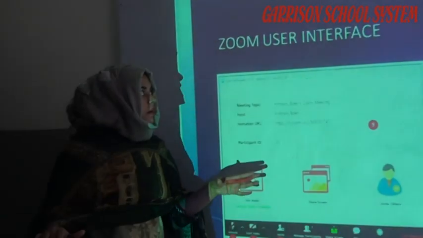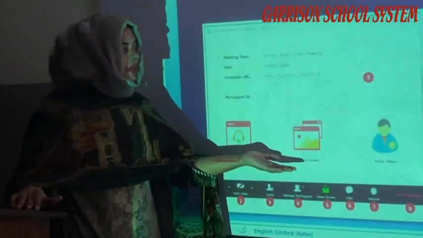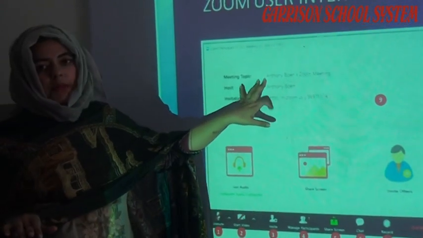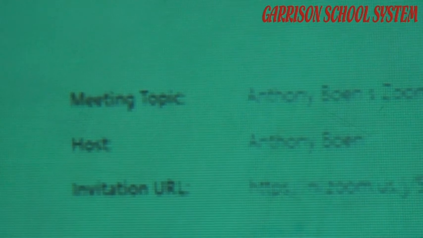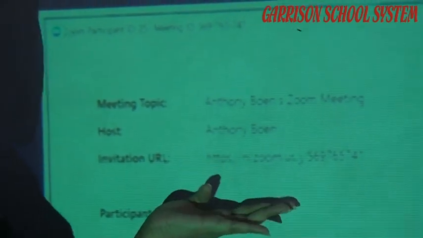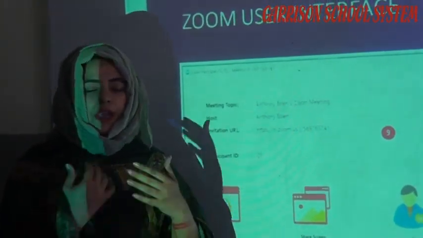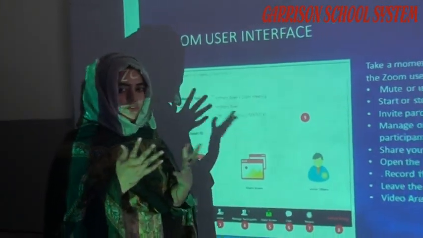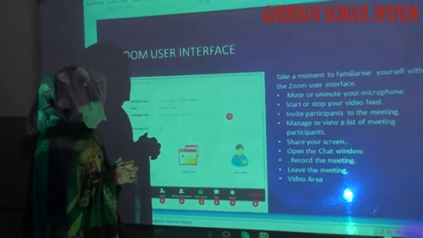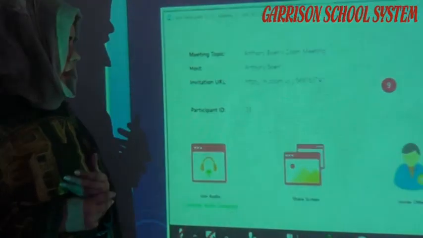So now we are coming to this kind of screen that will pop up on your screen. First there will be a meeting topic. There will be a host, which for the school will be us. Then the invitation URL. This is the link which you can send to your friend as well, but if we allow that person to attend the meeting, then only he or she can attend it. And there is a participant ID that will be different at different places.